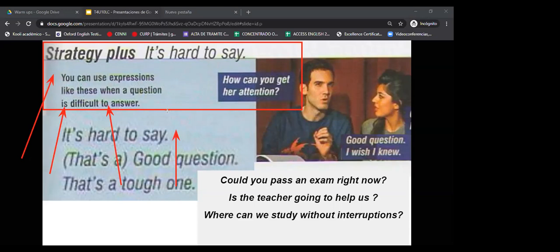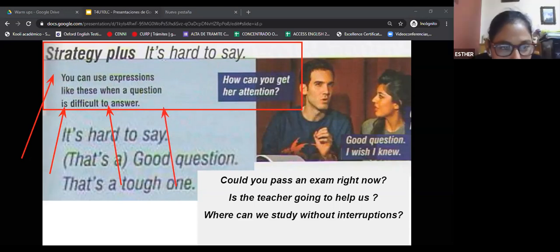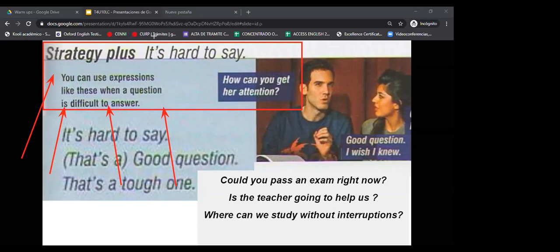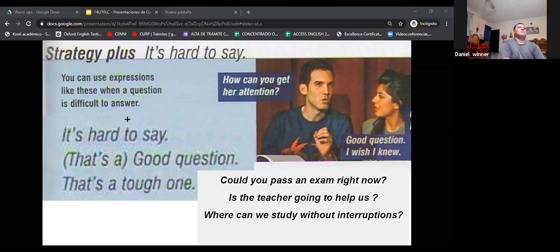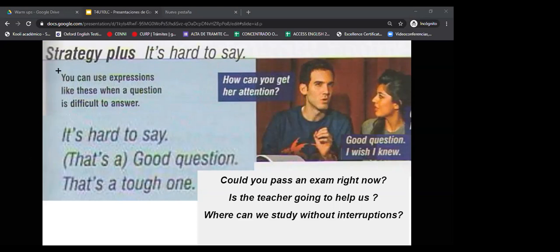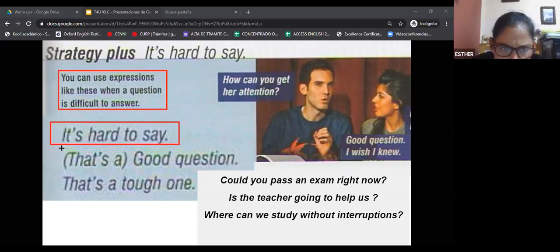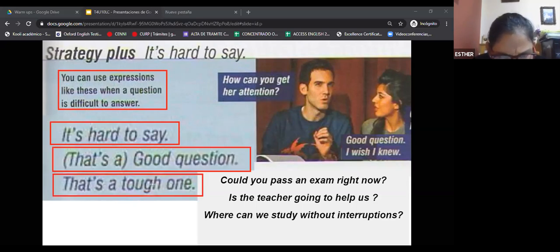You can use expressions like this when a question is difficult to answer. What expressions? Couldn't you pass the exam? No. You can use expressions like this when a question is difficult to answer. It's hard to say. That's a good question. That's a tough one. Okay.